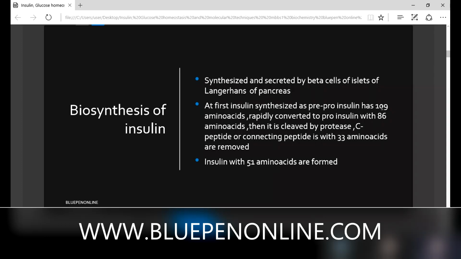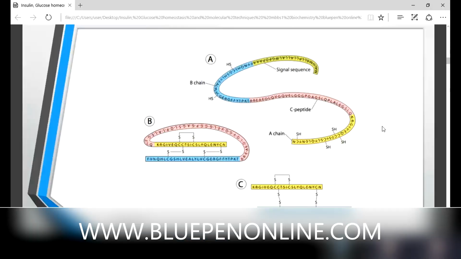Then it is converted to pro insulin that contains 86 amino acids. Then again it is cleaved by protease and a small peptide, known as C peptide or connecting peptide, is removed. Finally, insulin with 51 amino acids is formed. So many amino acids are there in the first form.